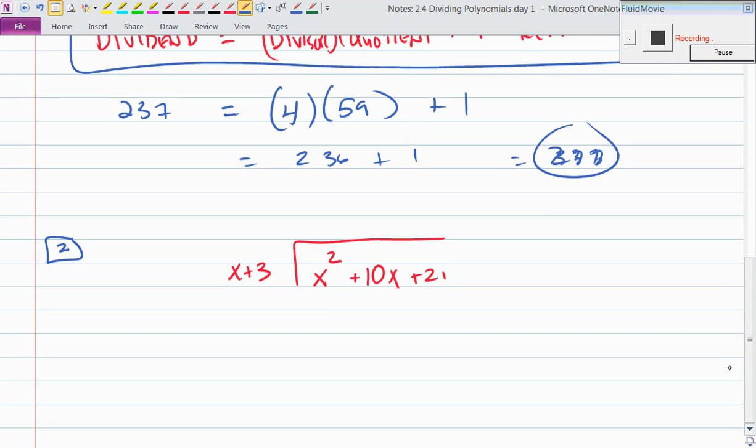All right, so how do I do this? How do I proceed? How does x plus 3 go into, or how do I divide this? Any thoughts? Yeah, Johnny, what do you think? You isolate the x squared plus 10x, and then you multiply x plus 3 by x to get x squared plus 3x. I think what you're saying is totally right. The question is, how many times does x go into x squared?